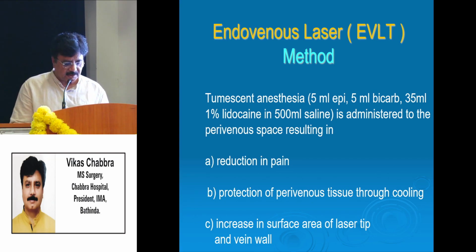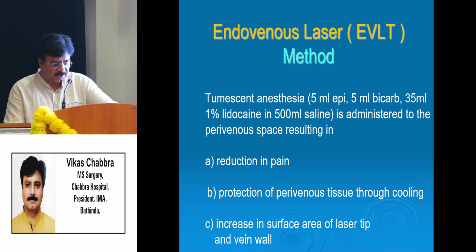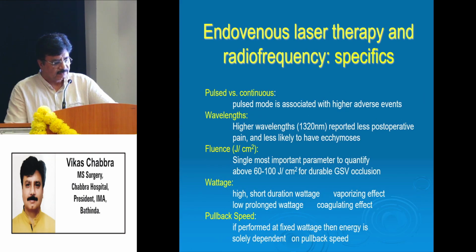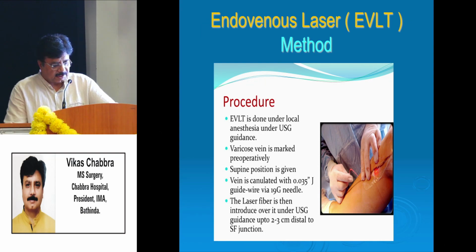Tumescent anesthesia comprising 5 ml of epinephrine, 5 ml of sodium bicarbonate, and 35 ml of 1% lidocaine in a 500 ml saline bottle is taken, and it is administered in the perivenous space around the sheath. It reduces the pain, protects perivenous tissues like the sural nerve, and increases the contact surface area of the laser tip and venous wall. We use pulsed and continuous modes. Few people do it under local anesthesia, but we are doing it under spinal anesthesia.